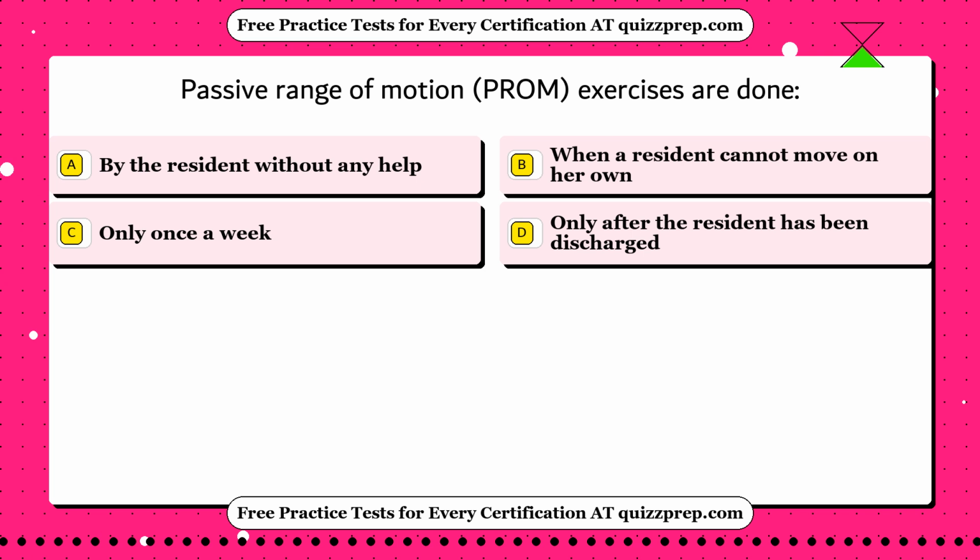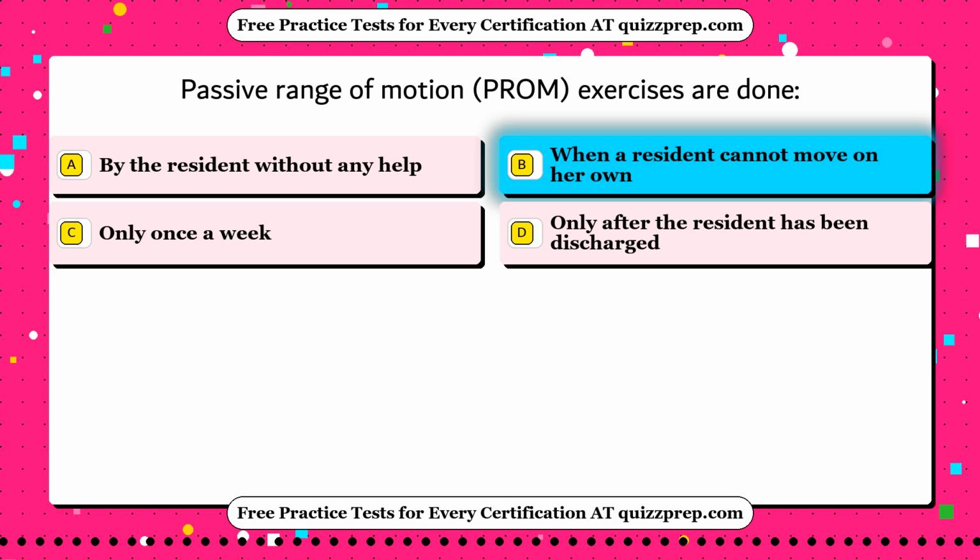Question 7. Passive range of motion, PROM, exercises are done: Option A. By the resident without any help. Option B. When a resident cannot move on her own. Option C. Only once a week. Option D. Only after the resident has been discharged.